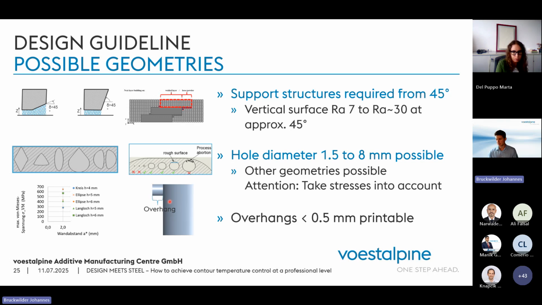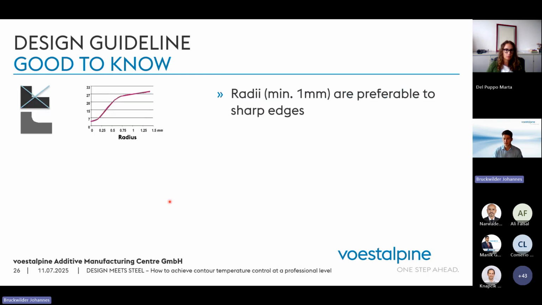We can print small overhangs, 0.5, but you should avoid them. That's more on the safe side. Another important factor are the radii. Here you see the notch impact toughness, and you see a radius of 0.25 millimeters. You have 7 joule. If you increase this radius up to 0.75 millimeters, you get more than 3 times the notch impact toughness, with the same steel, same heat treatment, everything. Just changing the radius is very important.